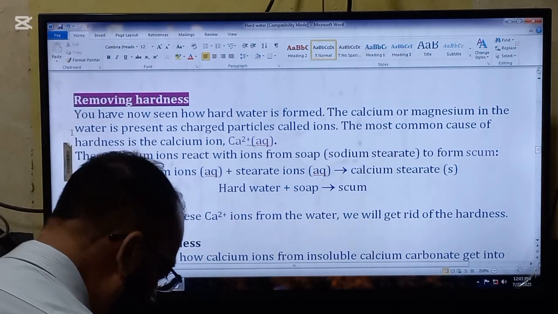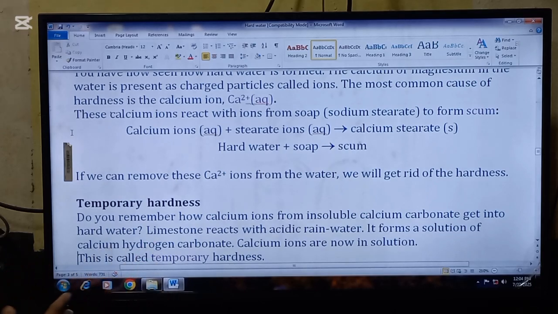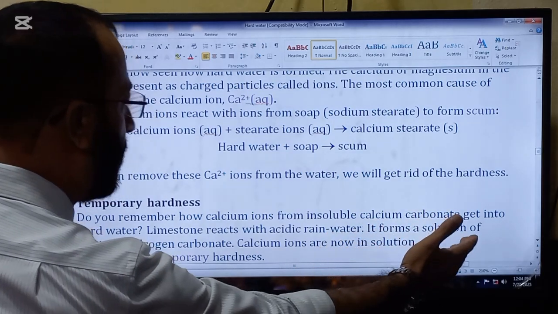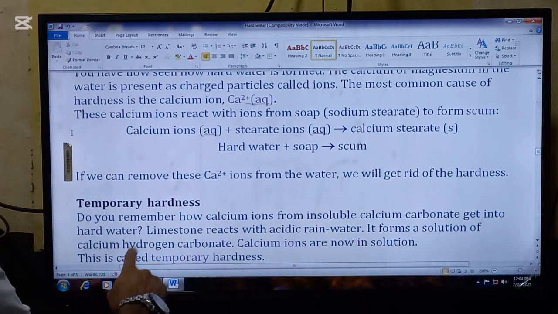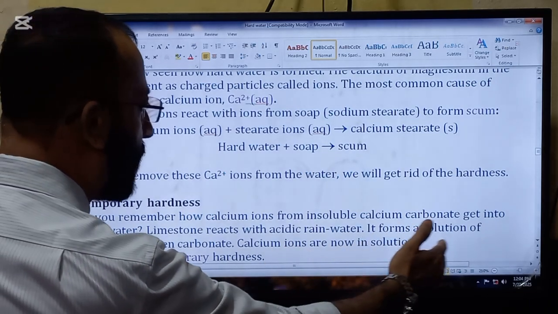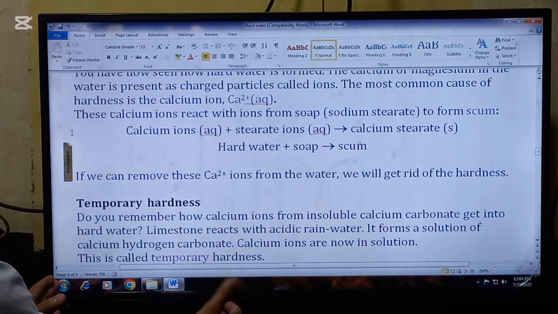So there are two types of hardness which we are going to read now. The first one is temporary hardness. Do you remember how calcium ions from the insoluble calcium carbonate get into the hard water? Limestone reacts with the acidic rainwater. It forms a solution of calcium hydrogen carbonate, which is soluble in the water.